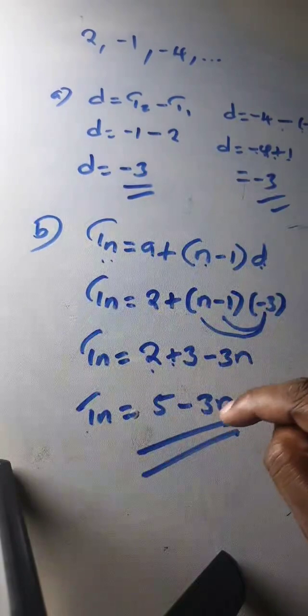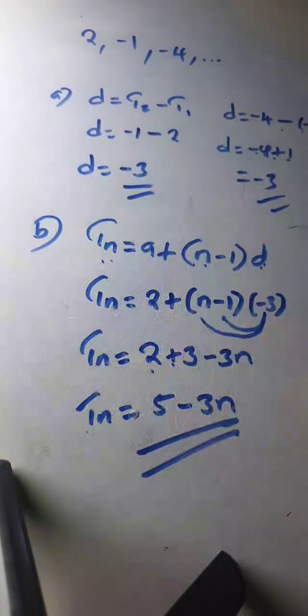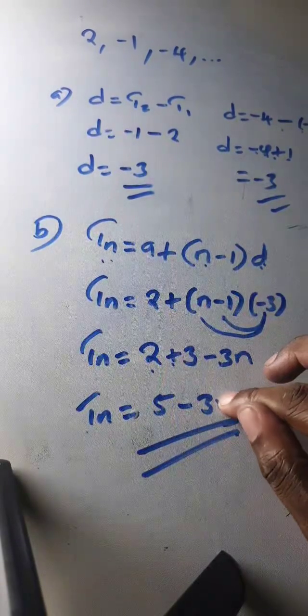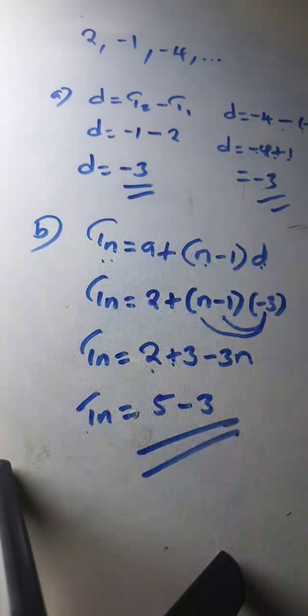Please, 5 and 3n are not like terms. But if it was like this, we would have simplified: 5 minus 3 is 2. But because of that n, they are unlike terms.